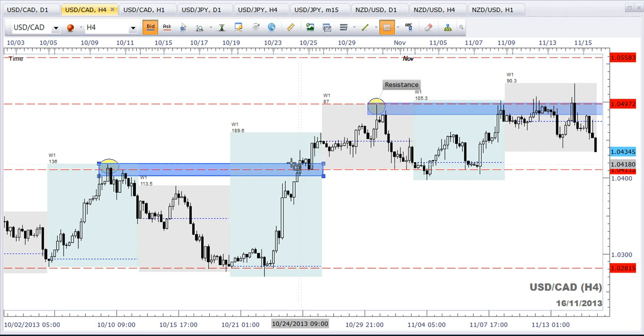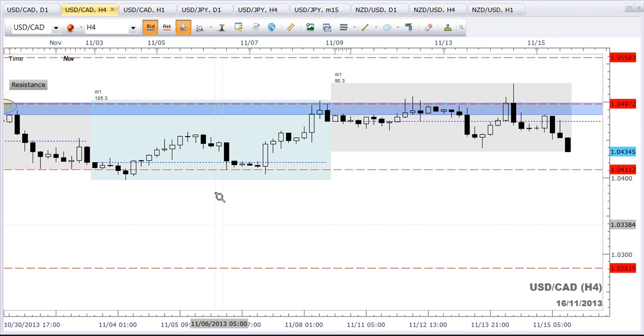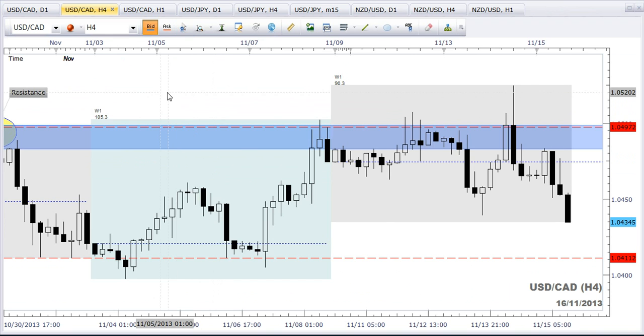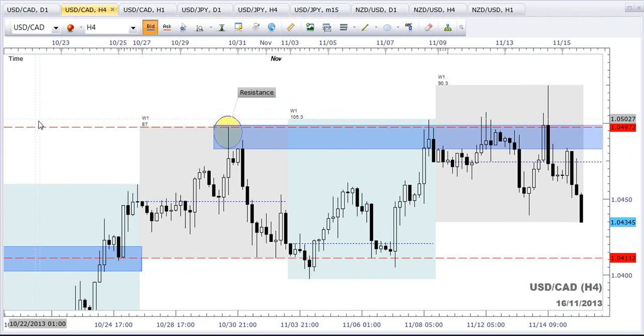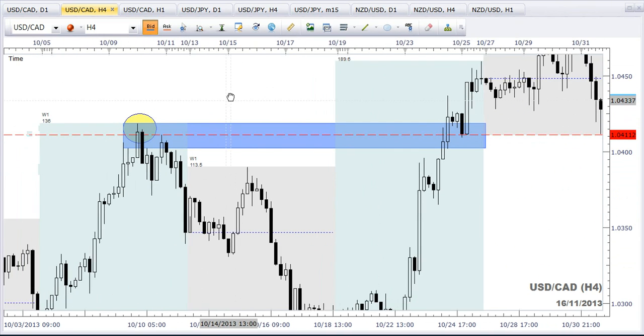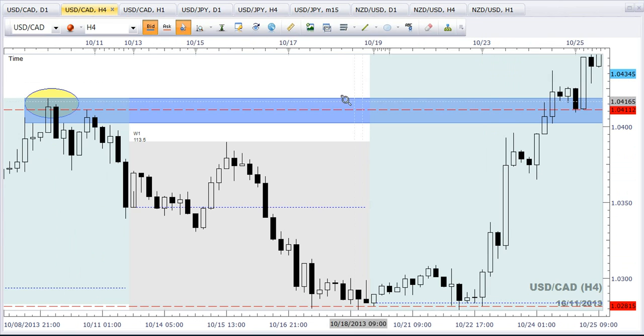Let me just highlight this a little bit more. So here we go. So this was a resistance area here.